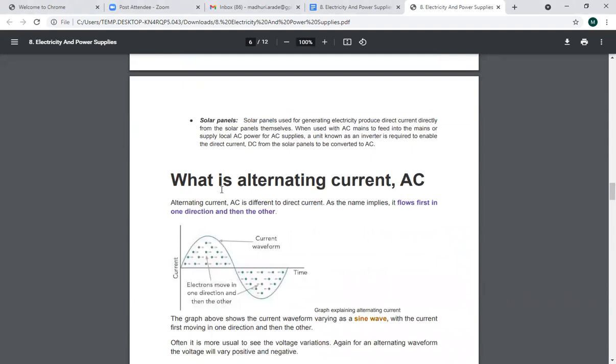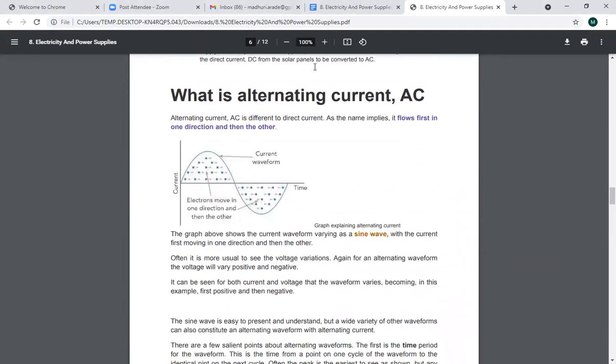Next one is about alternating current, AC. Its name shows it is alternating. First of all, it will flow in one direction, and then after that it will flow in another direction. Just look into this diagram. The y-axis shows current and the x-axis is time. And you can see this is a sine wave, a sinusoidal wave.